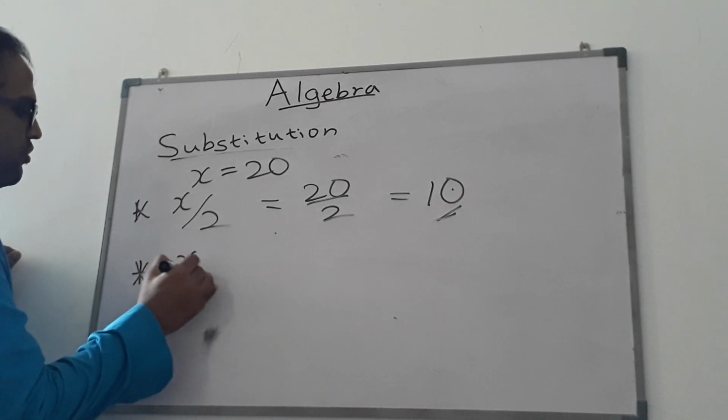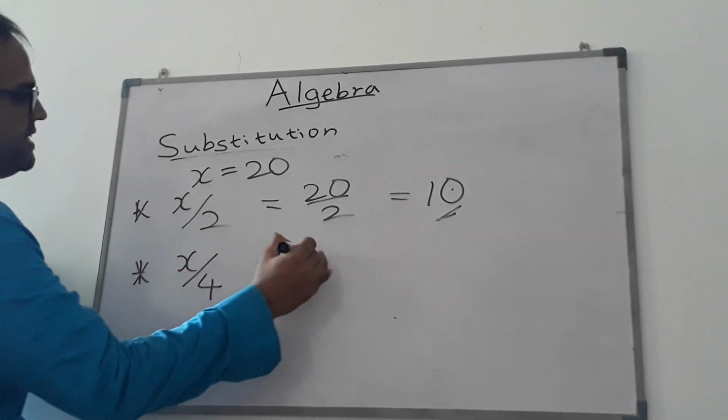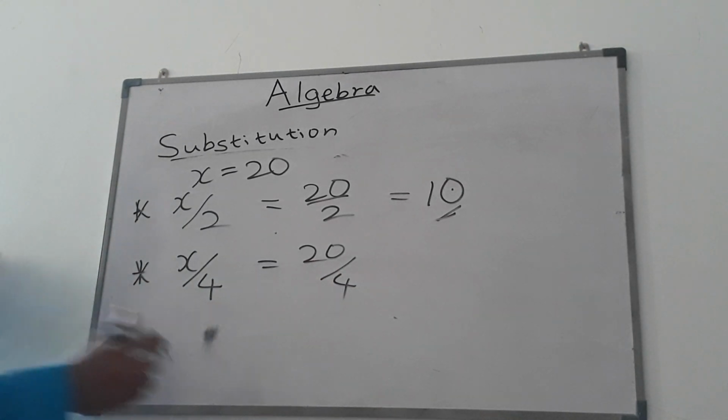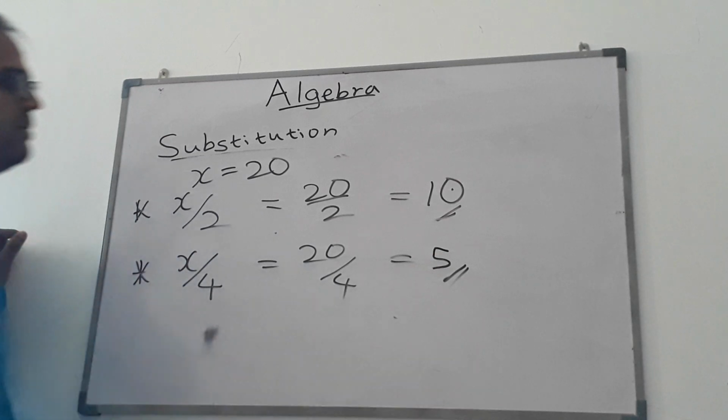Suppose we want to find quarter of x. That means we have to divide 20 by 4. 4 times what is 20 means 5. So answer is 5.